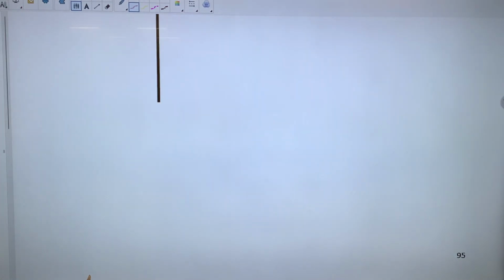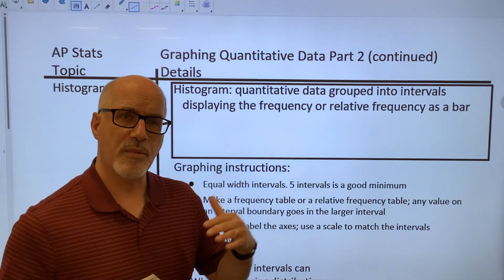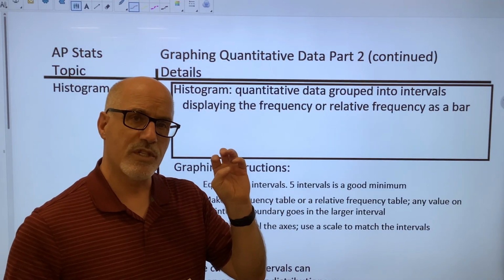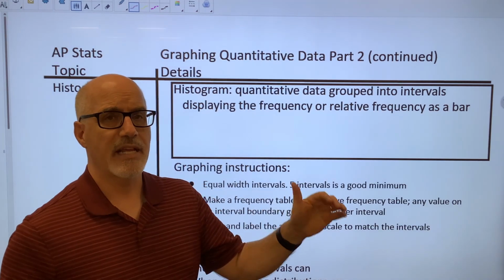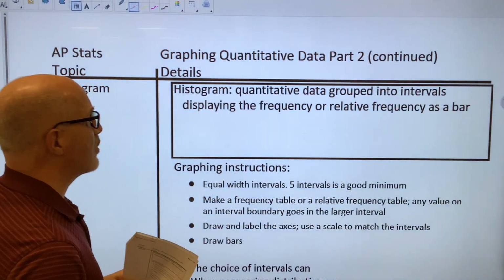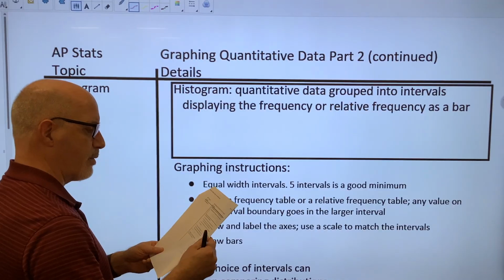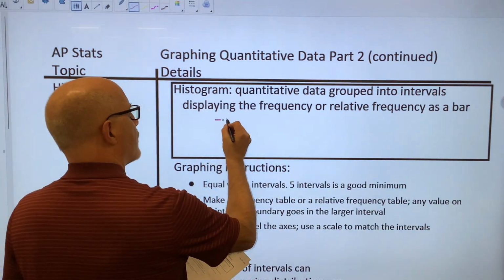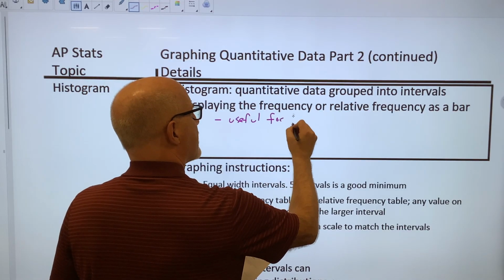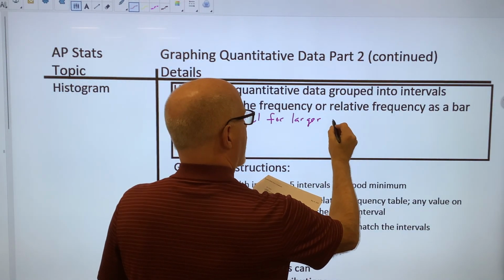Let's go ahead now and look at histograms. Now histograms you may have seen before, they look a lot like bar charts, just don't get them confused. Bar charts are for when we do categorical data. Histograms are done when we do quantitative data. So histogram: quantitative data grouped into intervals displaying the frequency or relative frequency as a bar. So this is useful for larger data sets. It would be hard to do a dot plot or a stem plot with large data sets.